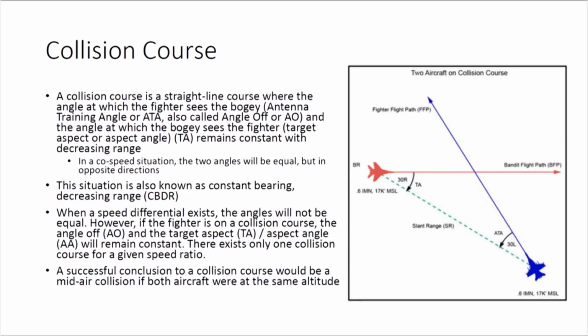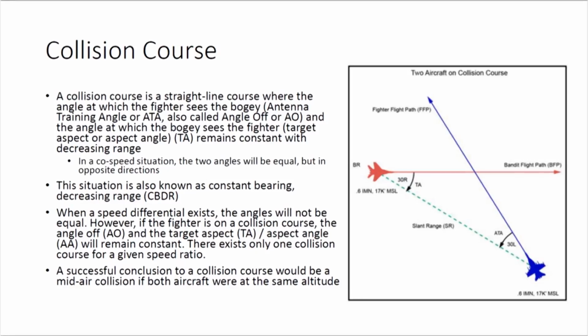Now, when we have a successful collision course, those two angles will remain constant throughout. We'll see a decreasing range, but we'll have a constant bearing. And these two angles, the antenna training angle and the target aspect, will remain constant. So that's what we call constant bearing, decreasing range. And when you've achieved that, you've achieved a successful collision course.